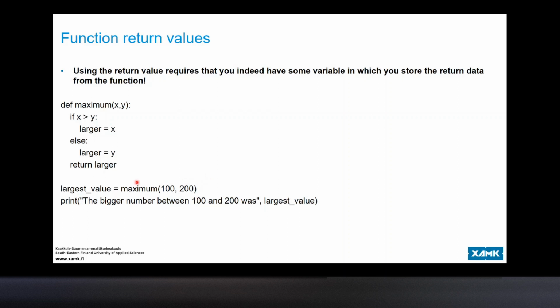So all you have to remember is it works exactly the same way as how input works. We say some variable name, equals sign, then your input function, and whatever the input function returned is stored into that variable. And this function call works exactly the same way. So whatever is in this example returned by this maximum function is assigned to this largest value variable.